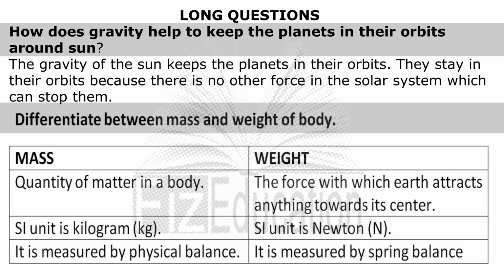Differentiate between mass and weight of body. Mass: quantity of matter in a body. Weight: the force with which Earth attracts anything towards its center. The SI unit of mass is kilogram, kg. The SI unit of weight is Newton, N. Mass is measured by physical balance. Weight is measured by spring balance.